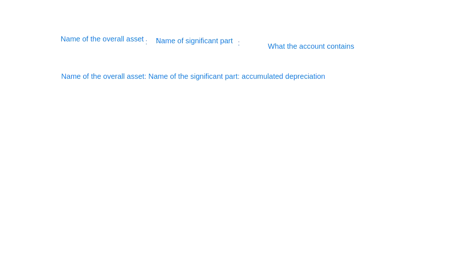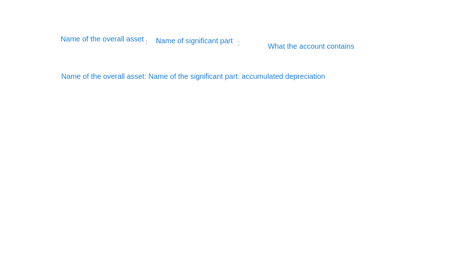No. If you can still see my whiteboard, when you originally recognized the acquisition of that asset, you would have had the name of the overall asset, the name of the significant part, and then what the account contains would then be the cost. But subsequently to the acquisition of that asset, at each reporting date, you have to have what they refer to as subsequent measurement. The subsequent measurement is the carrying amount of that asset at that particular point in time when you do the financial statements, when you report on the financial position.